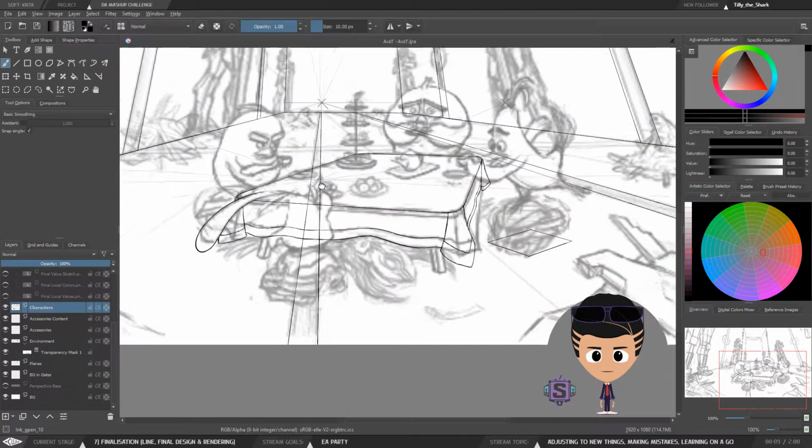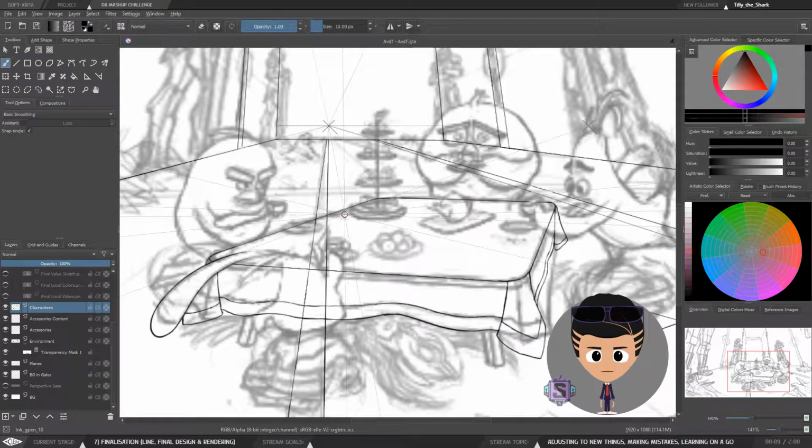But right now we need to work with them too, and we need to use every possibility to increase the likeness of the character, to increase basically everything for the character.